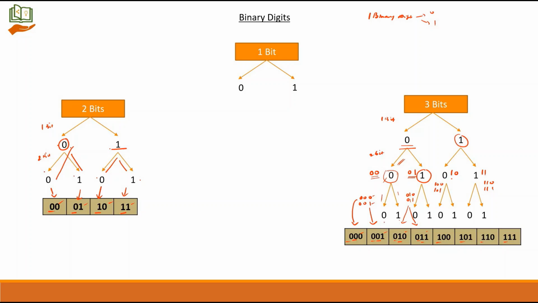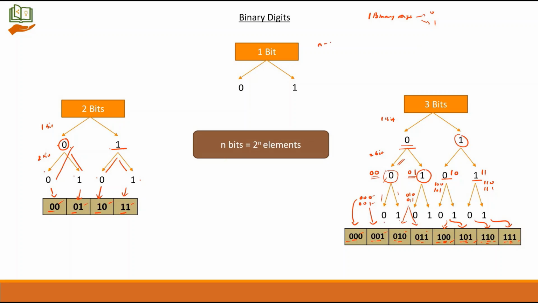Then we have 0 for 2 branches and 1 for 2 branches. So this is 0, 0, 1, 1. And the third bit, we have 0, 1 in alternate position. So 0, 1 for this branch and 0, 1 for this branch. From here we can understand when there are n bits, there are 2 power n elements possible.